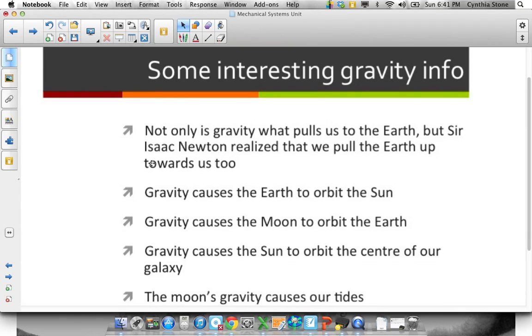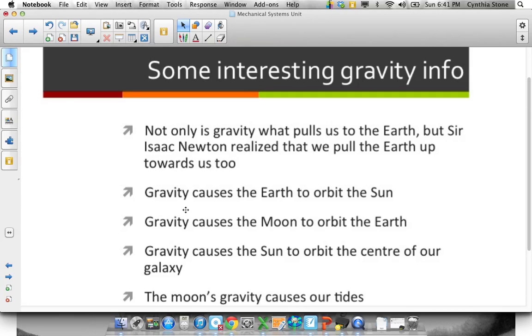The first one, and I suppose this is maybe the most important thing, is Sir Isaac Newton is the first one to really study and understand gravity, and it's called Newton's law of universal gravitation. And what he found is that not only does the Earth pull us down, but we actually pull up on the Earth a little bit. It's just fairly unnoticeable.